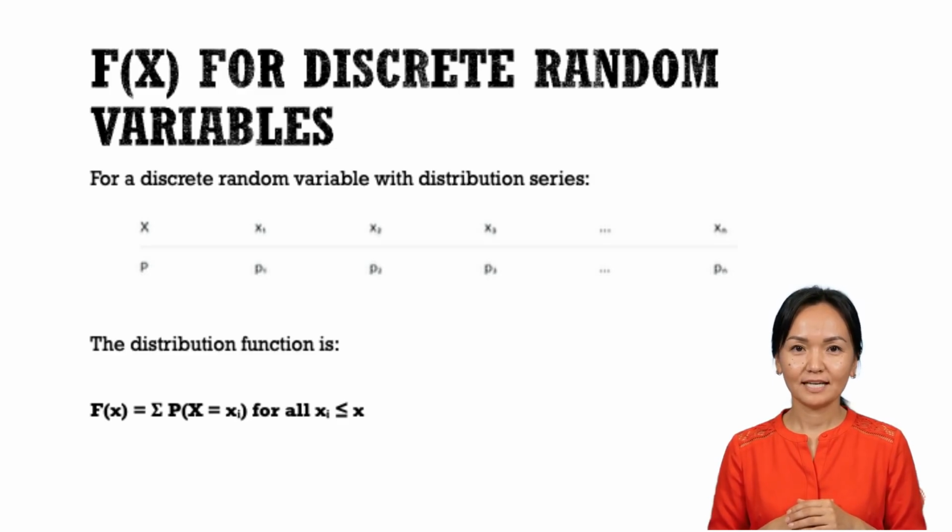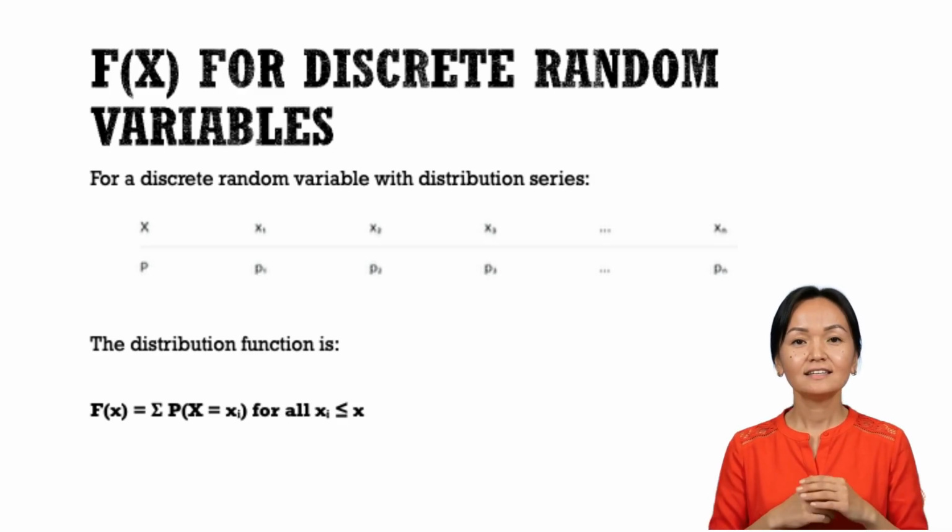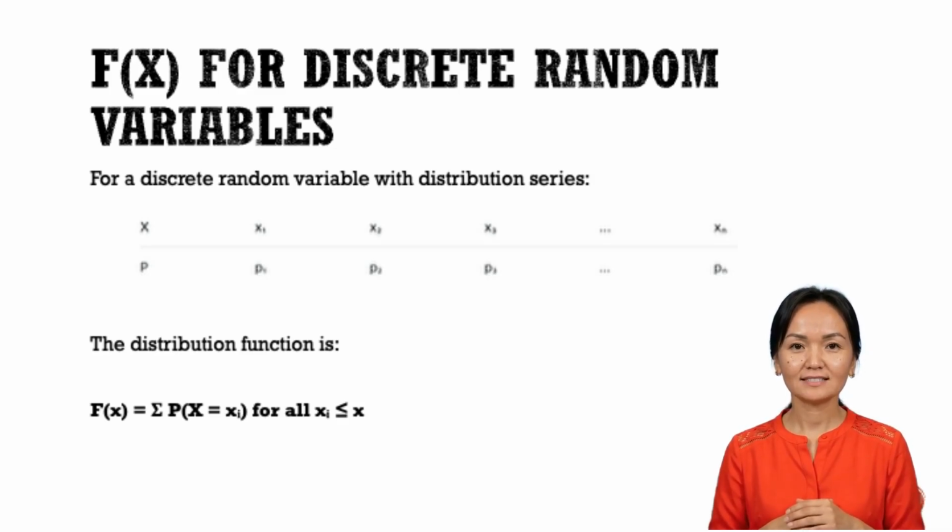This graphical representation is very useful. It clearly shows where the probabilities are concentrated and how they accumulate. The larger the jump, the more probability is concentrated at that point. This visual representation helps us understand the structure of the distribution at a glance.